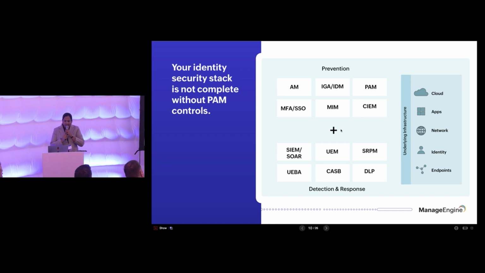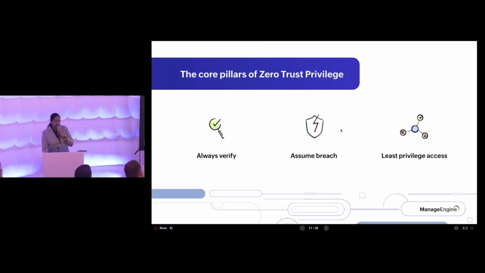So before we begin on understanding how your organization can approach privileged access management from a zero trust point of view, let me get back to the basics where we speak about the basic principles of zero trust, which are always verify, assume breach, and least privilege access. So how many of you here have least privileged access as part of your employee onboarding and offboarding processes?